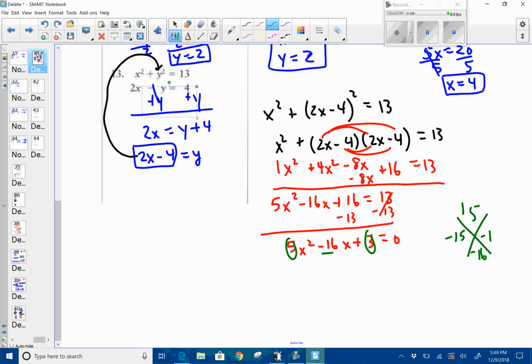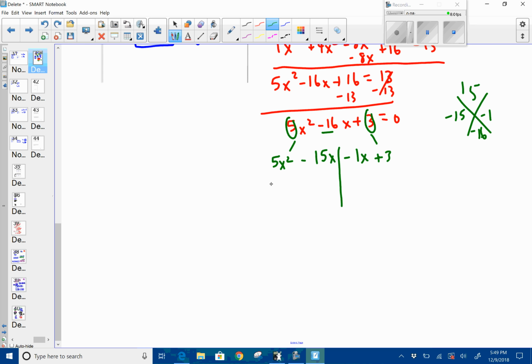It's AC method, so my A doesn't change, my C doesn't change, so it's going to be 5x squared. This plus 3 comes down. My middle term gets broken into negative 15x and negative 1x. And right here is where I split it down the middle. So I'm going to have 5x coming out. I'm left with x minus 3. Over here, I know I want an x minus 3 on the inside. So I'm going to factor out a negative 1. I can check my work. And so my two answers are going to be 5x minus 1 and x minus 3.